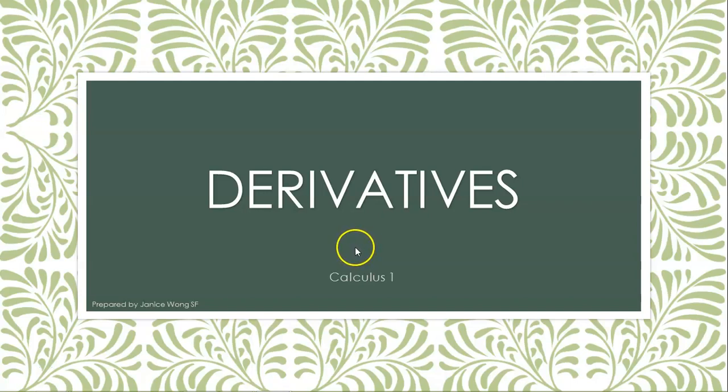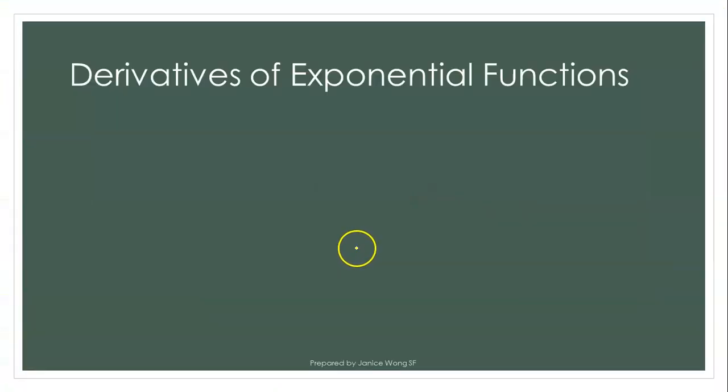In the previous lesson, we have learned how to find the derivative of a trigonometry function. Now we need to move on to learn how to find the derivative of an exponential function. First of all, we must know what is an exponential function. Do you know? An exponential function is actually a function in the form of f(x) to the power of g(x).